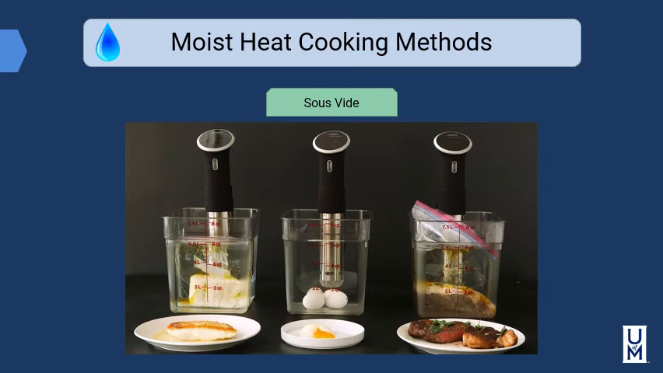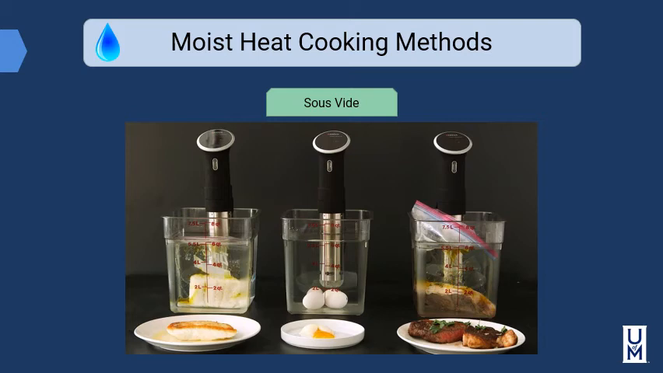Sous vide is a very popular cooking method these days. The original sous vide cookers, these immersion circulators, were several thousand dollars, huge, and required special equipment and special containers for them to go in. Now they are something more affordable, such as this model that you see on the screen. These can range anywhere from $60 to $150, $200, and they're very affordable to have many of them.